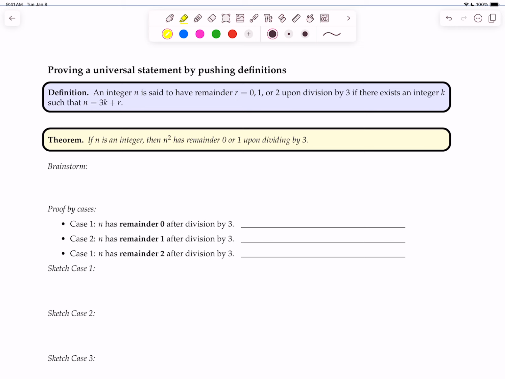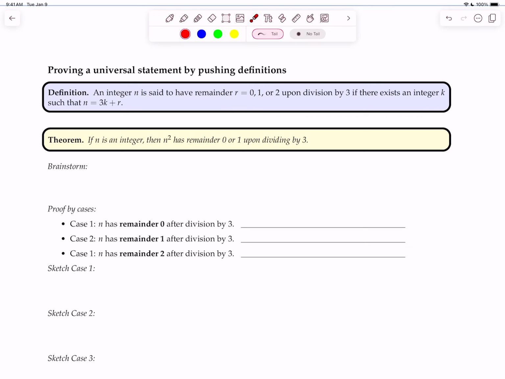All right, what do we mean by pushing definitions? Usually when we say we're proving something by pushing definitions, it means we're leaning heavily on the definition and unpackaging what the definition means and interpreting it from there, and then often the proof will follow relatively naturally once we've unpacked what the definition is actually saying.